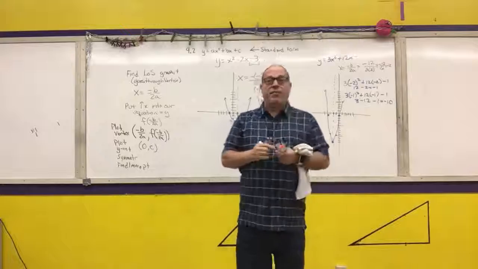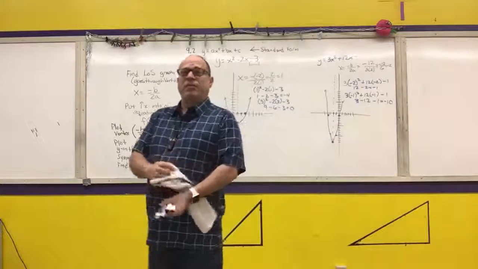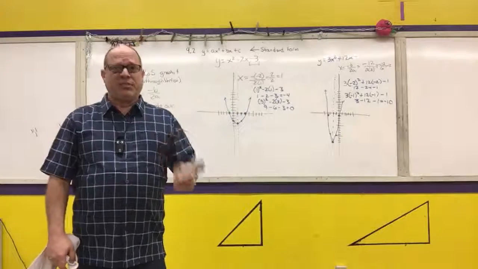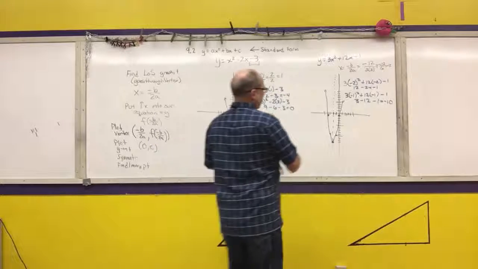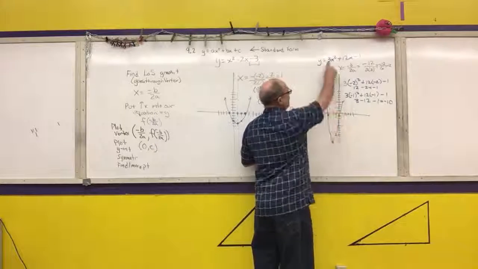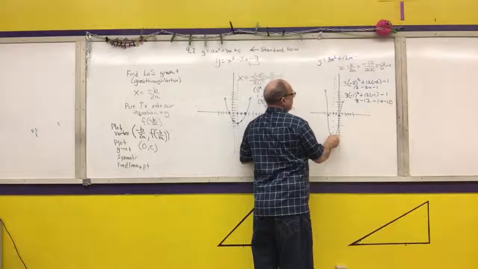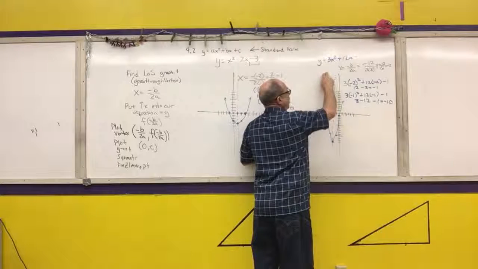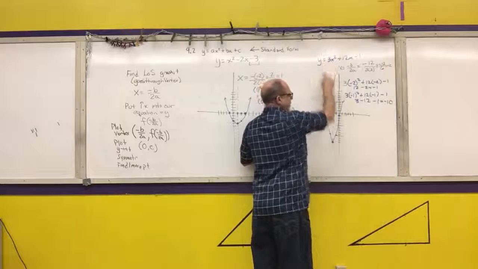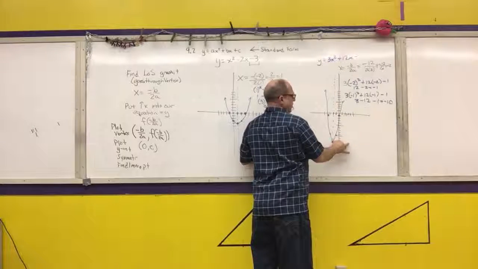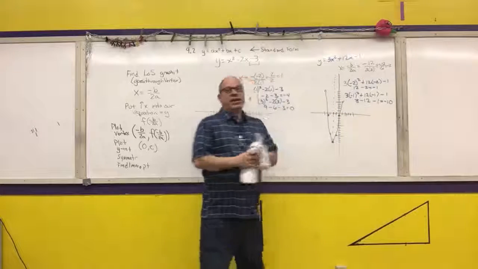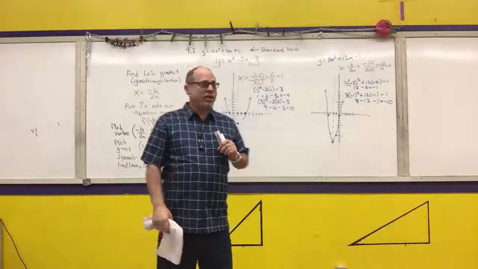Again, I could have come up with all of these points once I knew where the vertex was by using my shortcut. My shortcut says to go over 1, up 1 times 3, which is 3. So I go over 1, up 3. Then I go over 2, up 4 times 3 is 12. So I go over 2, up 12. Again, I could have come up with those same points with the shortcut.